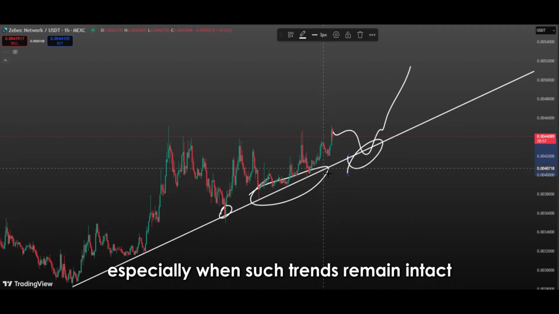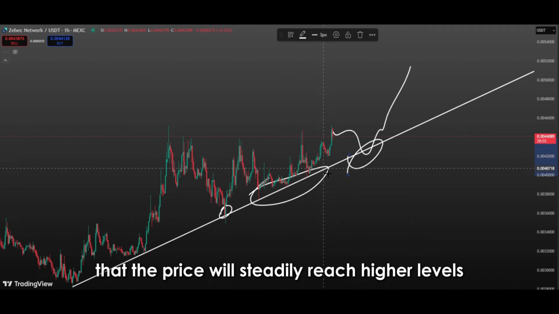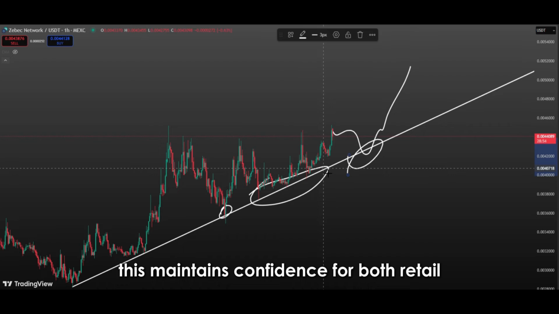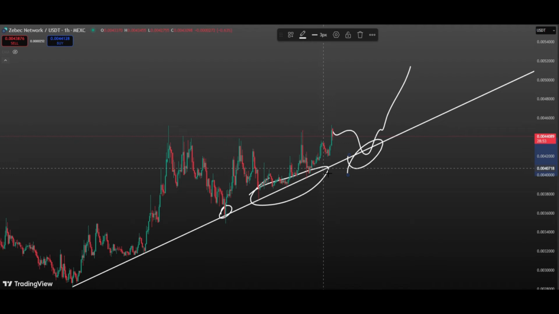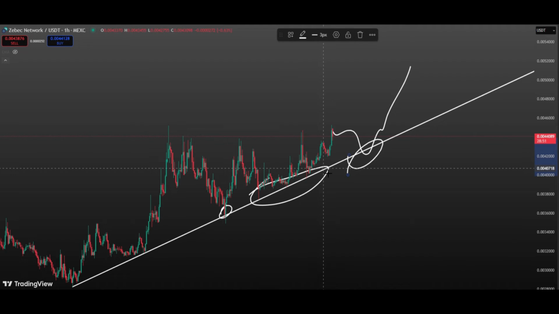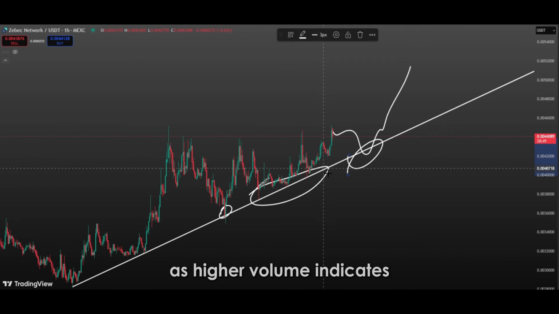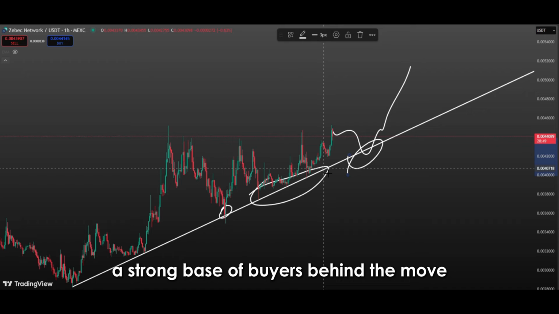Especially when such trends remain intact over the long term, it reinforces hopes that the price will steadily reach higher levels. This maintains confidence for both retail and institutional investors. If the price continues upward without breaking this trend line, it becomes possible to reach and even surpass the next resistance levels. Additionally, increasing volume each time the trend line is touched supports this view, as higher volume indicates a strong base of buyers behind the move.